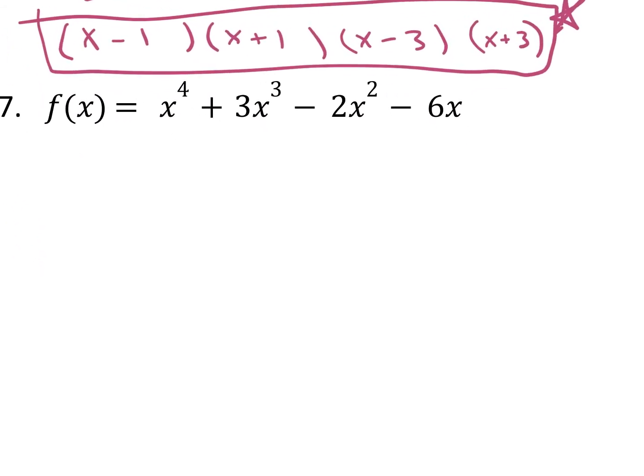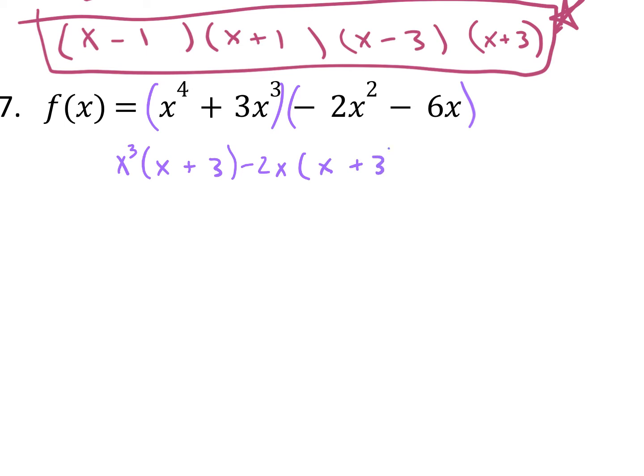How do I factor 7? What should I do to start? I could group it. That works. So what comes out of my first group? X cubed. And I'm left with x plus 3. What's going to come out of my second group? Negative 2x. So then I'm left with x plus 3. Perfect. My parentheses here are the same. You can't group if these parentheses are different. So they have to be the same.